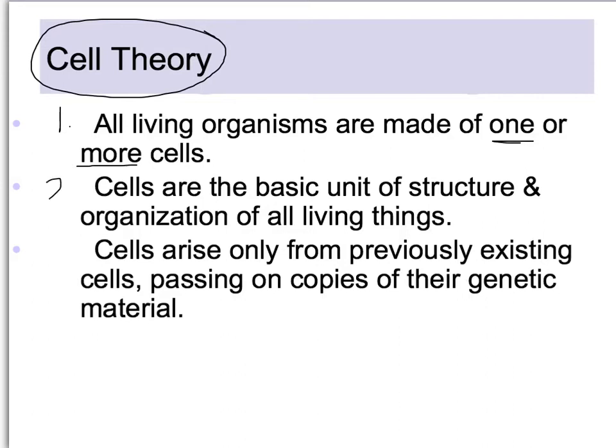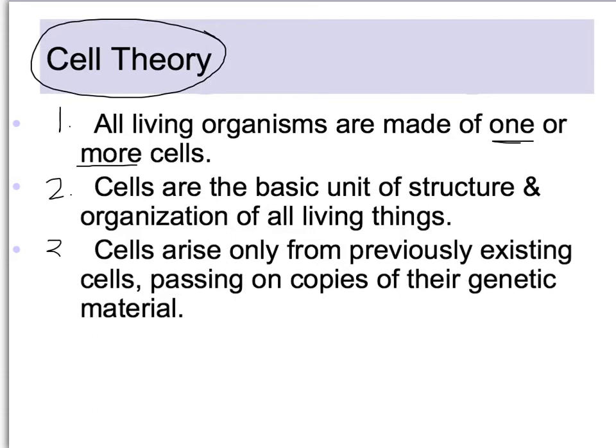Two, scientists know that cells are the basic unit and structure of organization for all living things. In other words, in order to build a human, you need cells. In order to build a plant, you need cells. And those cells and how they're put together determine what that organism is. Plant cells are put together in a certain way to make plants. Human cells are put together in a certain way to make humans.